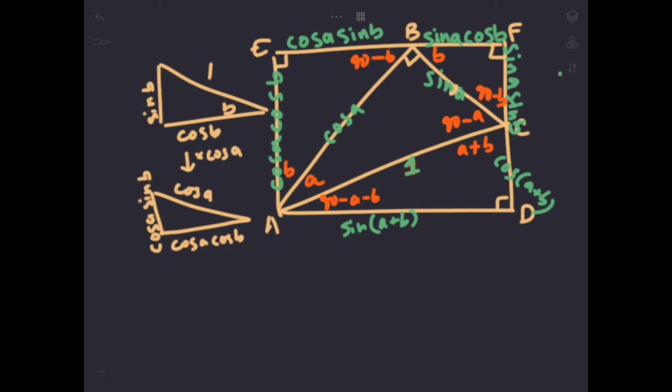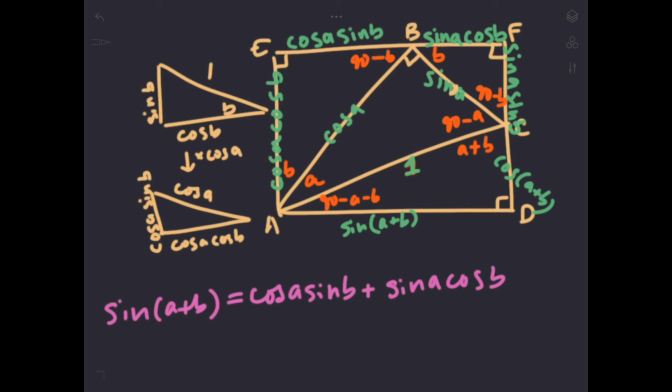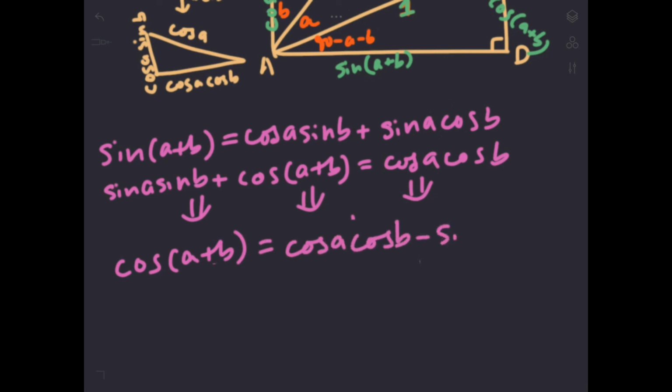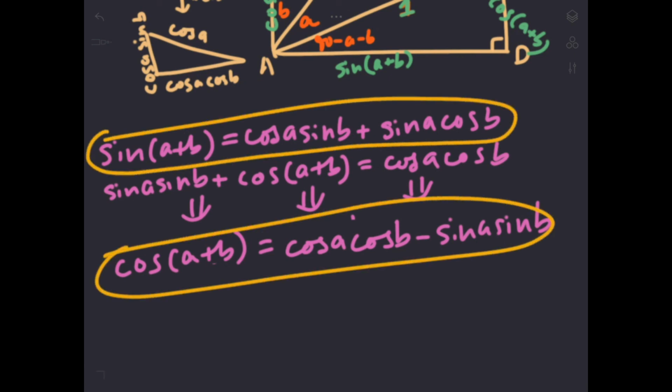Because this is a rectangle, we know that opposite sides have the same length. So we can say that sine of A plus B is the same thing as sine A cosine B plus cosine A sine B. And cosine A cosine B is the same as cosine of A plus B plus sine A sine B. Rearranging the terms in the second one, we get cosine of A plus B equals cosine A cosine B minus sine A sine B. And these are the sum and difference trigonometric identities.